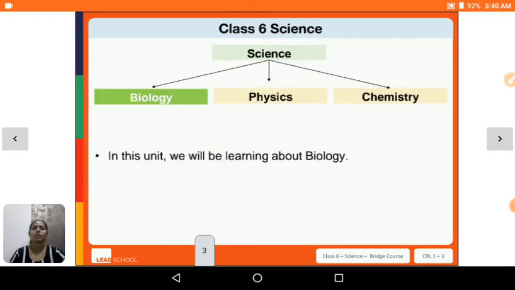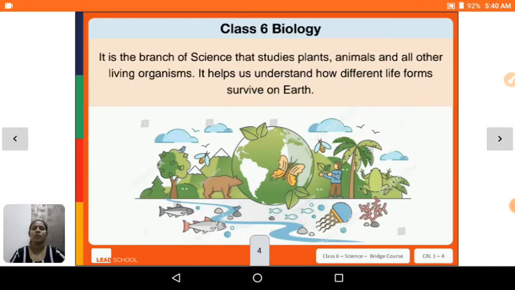In this unit, we will be learning about biology. It is the branch of science that studies plants, animals, and all other living organisms. It helps us understand how different life forms survive on Earth.